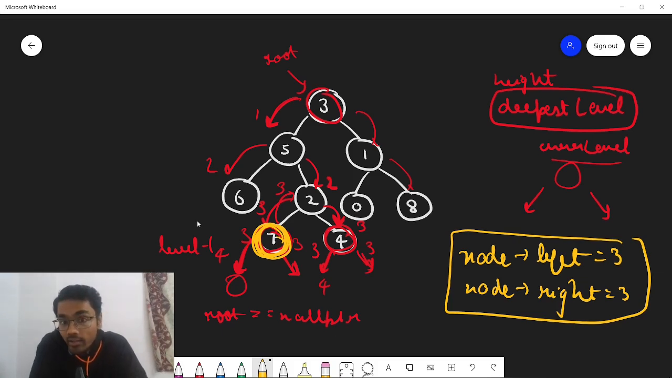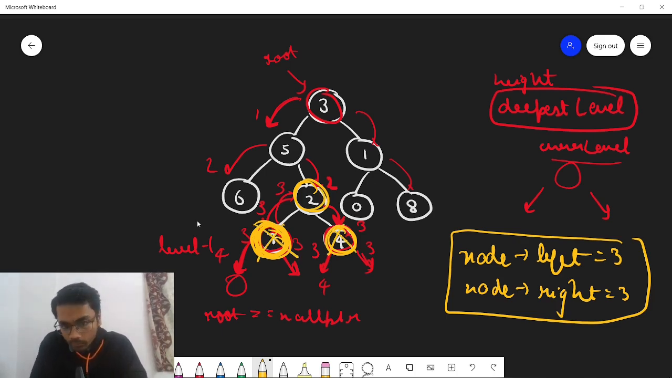But why didn't we return 7? Why didn't we keep our answer as 7? Because it doesn't contain all the deepest nodes. It contains only one deepest node, that is 7 itself. It doesn't contain 4. So why are we returning 2? Because it contains both the deepest nodes, that is 7 and 4.